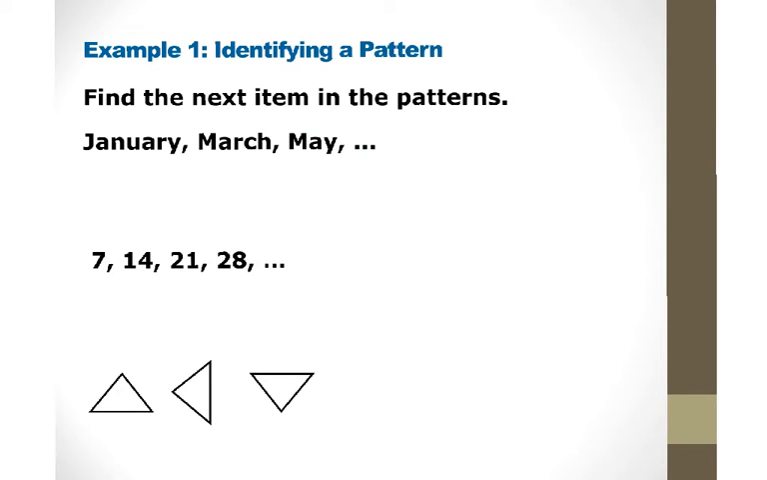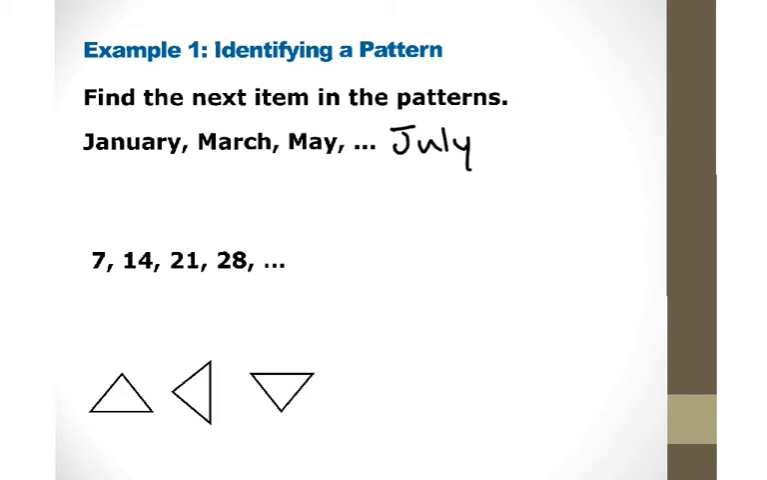All right, so our first thing that we're going to be looking at is identifying a pattern. In making conjectures, we first need to identify the pattern to make a conjecture. So here we have our first example where it says January, March, May. Notice it skips the months February and April. So after May, we're going to skip the month June and just go to July. So there we have it. We found a pattern, and we've made a conjecture that the next one in the pattern is July.